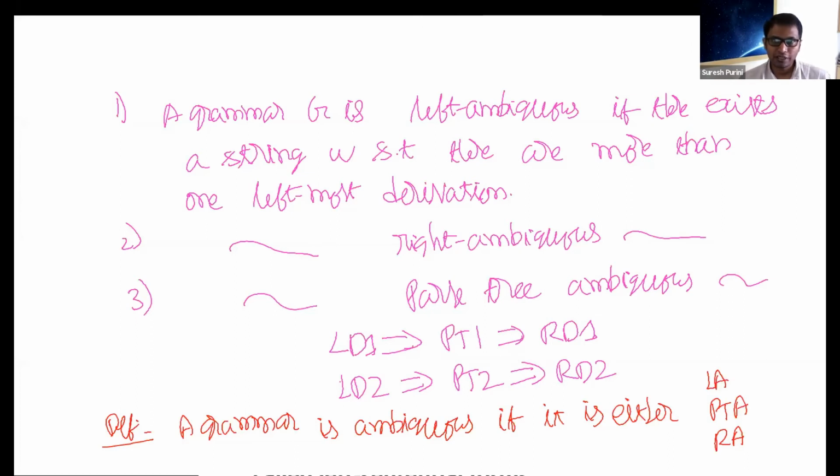I want you to appreciate the equivalence between these three. For every leftmost derivation, there is a unique parse tree, and for every parse tree, there is a unique rightmost derivation. For every rightmost derivation, there is a unique parse tree, and for every unique parse tree, there is a unique leftmost derivation. Because of that, if a grammar is left ambiguous because there is a string with more than one leftmost derivation, then naturally the grammar will also become parse tree ambiguous, and it also becomes right ambiguous.